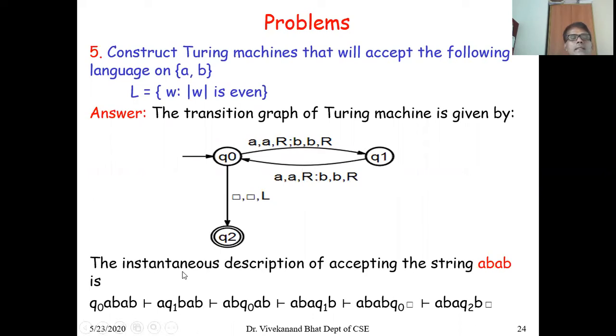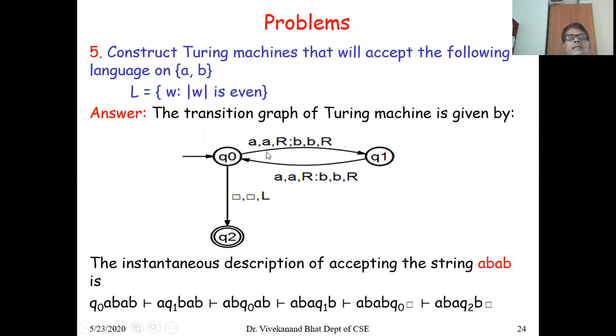So let us trace this. Consider the string abab. This is even length, so it will be accepted. Q0 reads a, replaces A by A, moves right, and keeps on doing this. Finally, Q0 reads blank, replaces blank by blank, and moves left. So it will enter the acceptance state Q2.